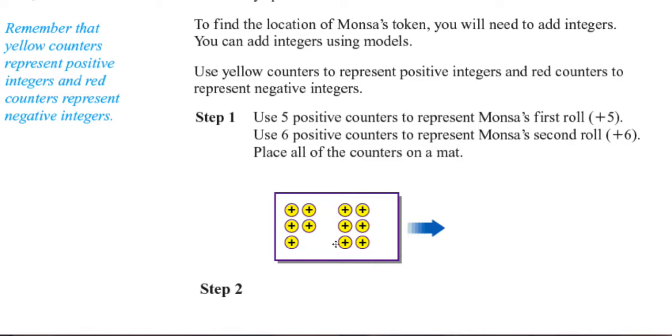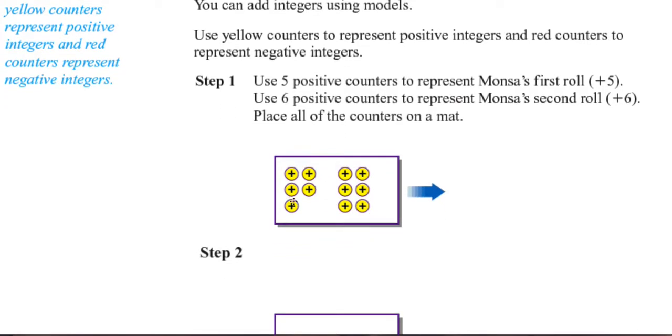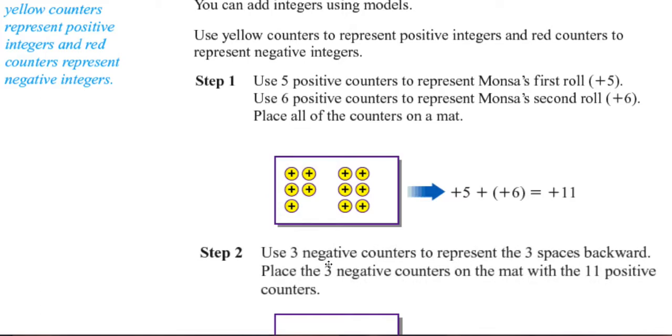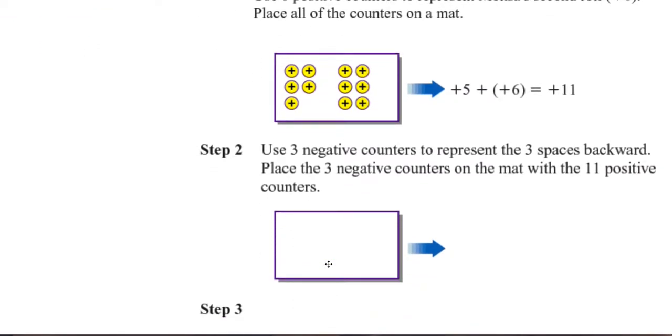5 positive counters and 6 positive counters. That simply means the expression here is positive 5 plus positive 6, or 5 plus 6 equals 11 positive counters. And then use 3 negative counters to represent 3 spaces backward. Place the 3 negative counters on the mat with the 11 positive counters. So you have your 11 positive counters, and we added 3 negative counters.